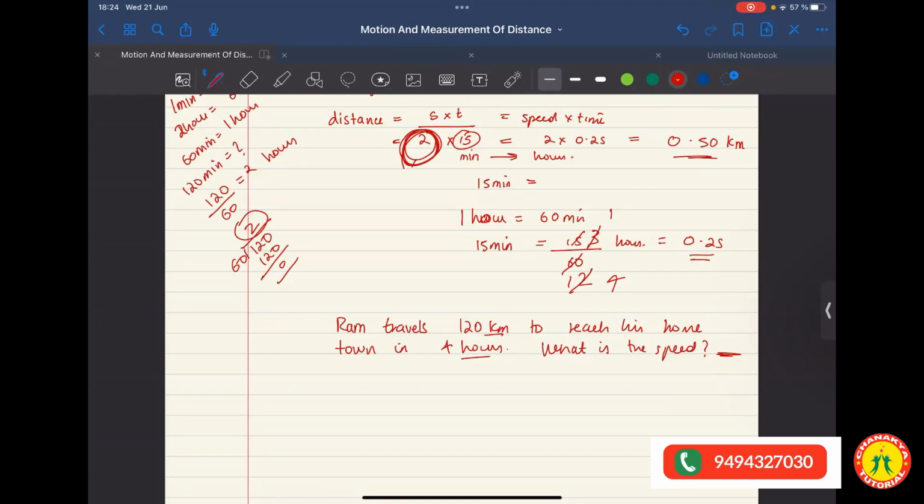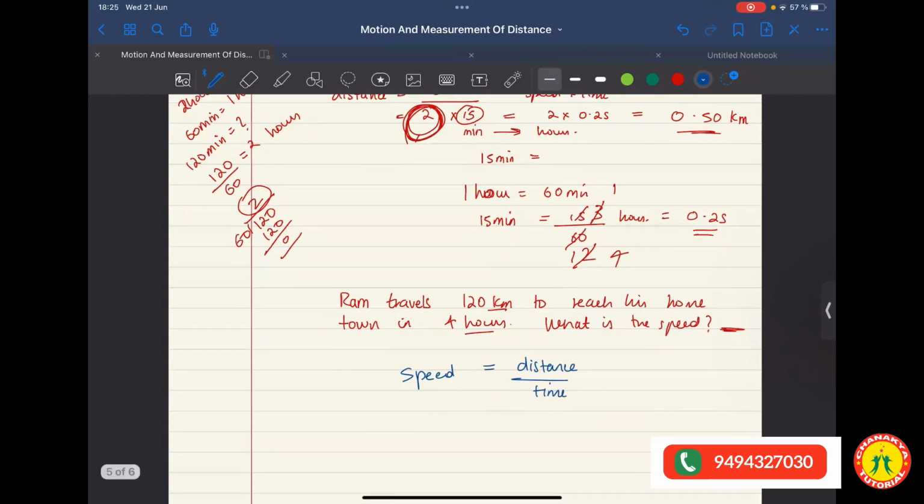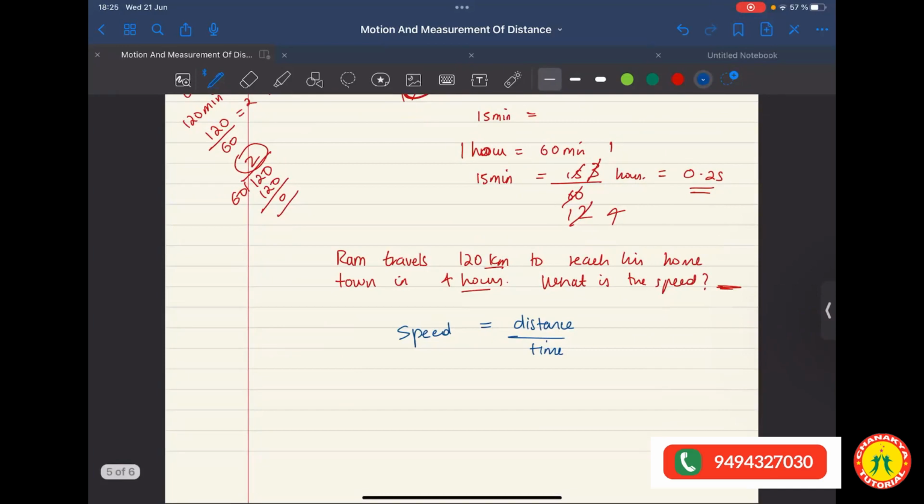Ma'am, speed is equal to distance divided by time. Okay, very good. Okay, enough Sritej. Speed is equal to distance by time. Good. Okay. Adrit, next step. We should multiply 4 hours, ma'am, 120 kilometers into 4 hours.